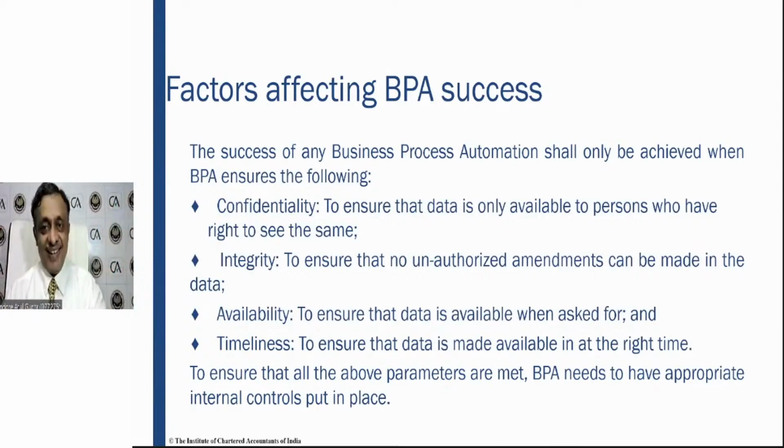And timeliness. Yes, data must be available at the right time in the right format. So timeliness is the data has to be available at the right time in right format. That is timeliness. To ensure that all above parameters are met, business process automation needs to have appropriate controls put in place. So we have added some value to the process by creating examples for each of them.